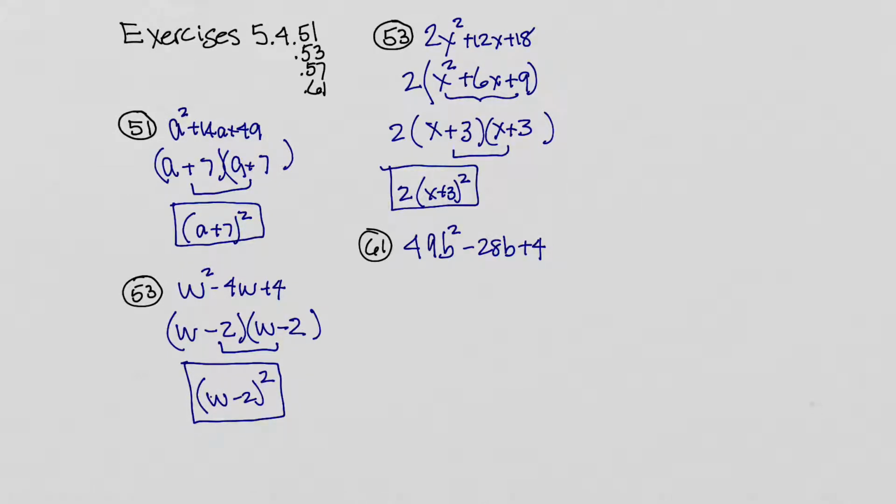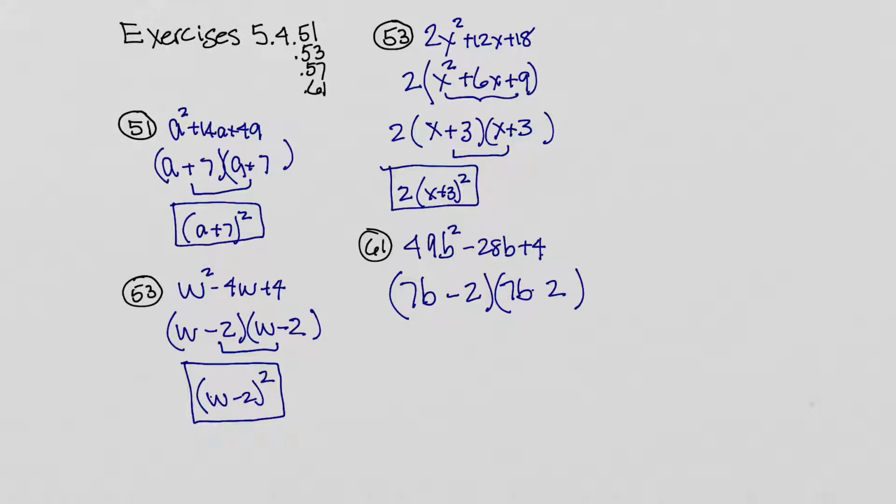Let's do number 61. So what we have is this trinomial right here. I don't see anything common between 49, 28, and 4. So let's write our 2 sets of parentheses, anticipating that we can do this. And I think for the 49, I'm going to use a 7b and a 7b. I don't think 49 and 1 is going to work, but we've got to try something. The 7s are closest together. And for the 4, I could go with a 4 and a 1 or a 2 and a 2. The closer together, 2 and a 2.